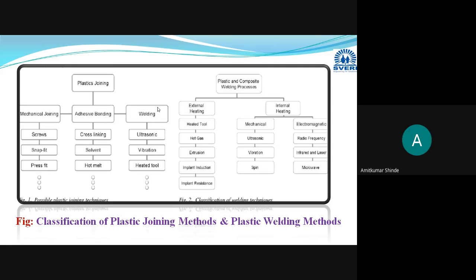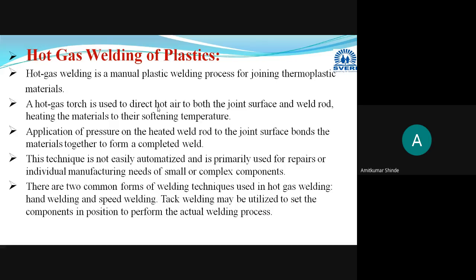Okay, I think I have provided enough time. Okay, next we will move towards the hot gas welding of the plastic. Now here the first and very important point is that this hot gas welding process, as far as plastic materials are concerned, is used for joining thermoplastic materials. Okay, this method cannot be used for joining thermosetting plastic materials. Only thermoplastic materials can be joined here.